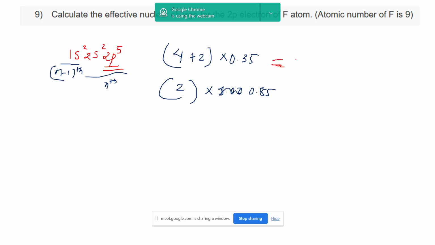So we have 6 into 0.35, which is 2.1. Then we have 2 into 0.85, which is 1.7.